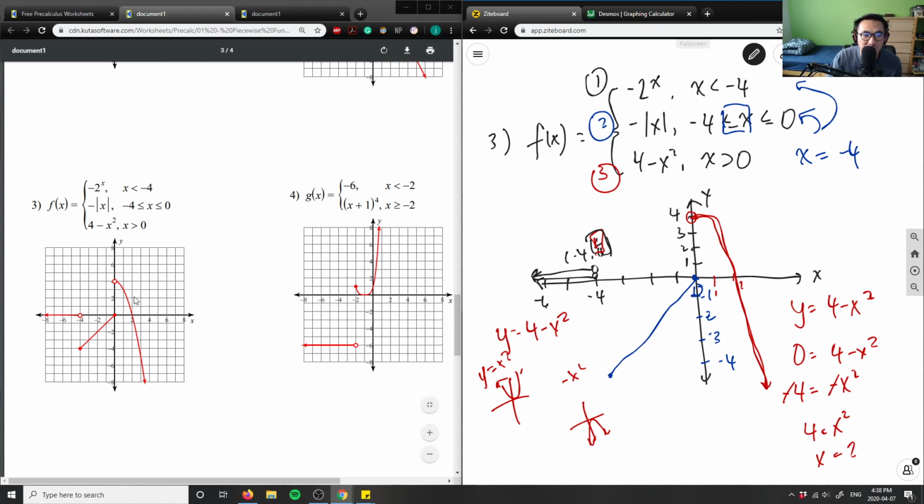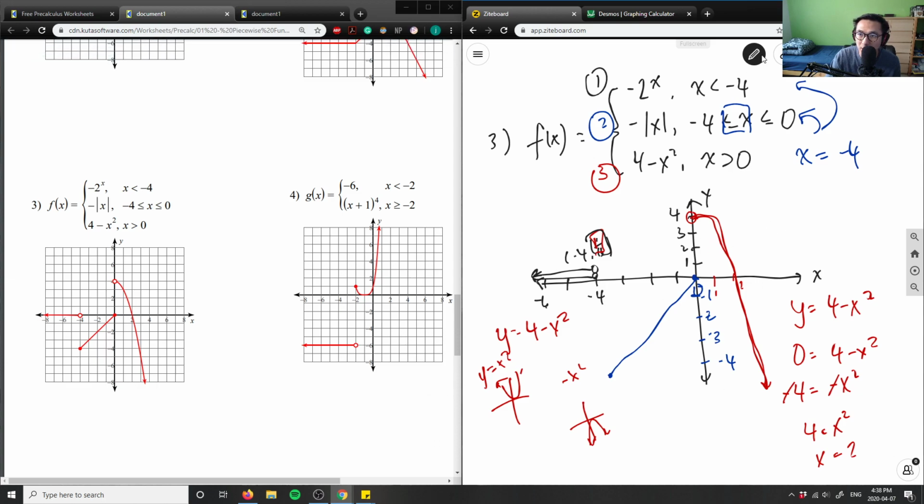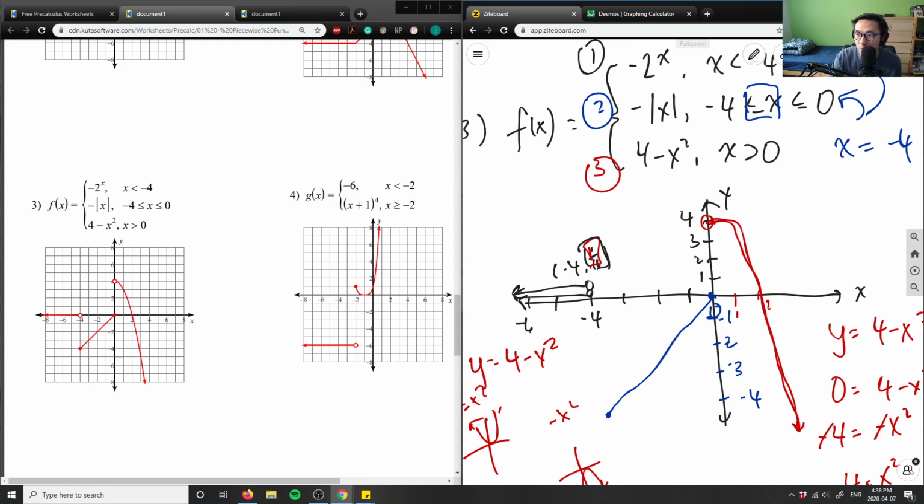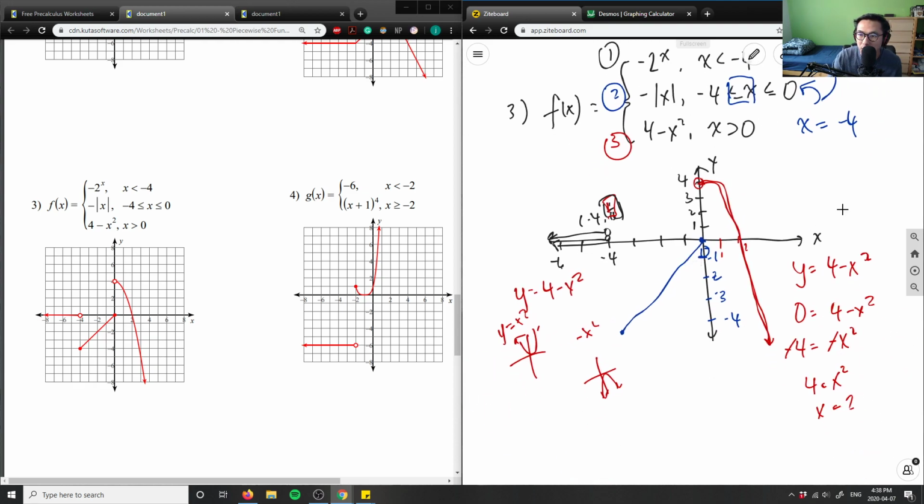I have the absolute value of x, the little v here in this case, and then I have the parabola that opens downwards. That is my last part. So again, there are 3 parts to this function.